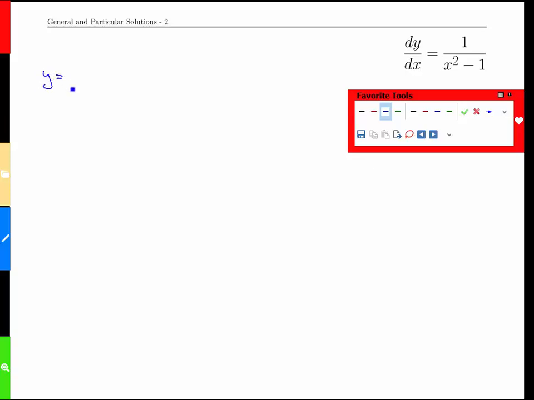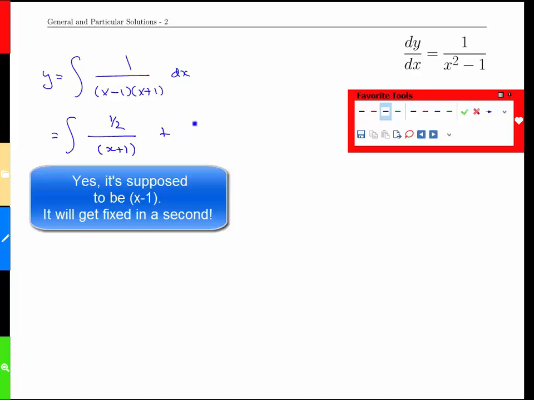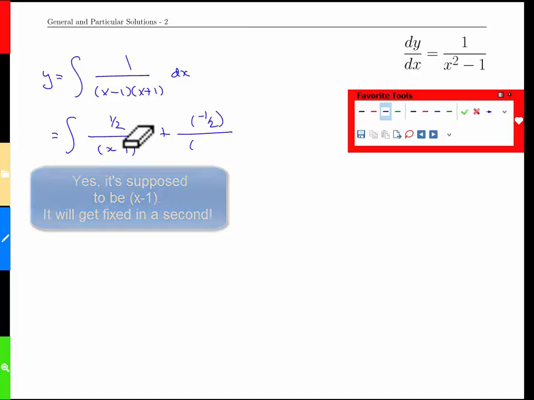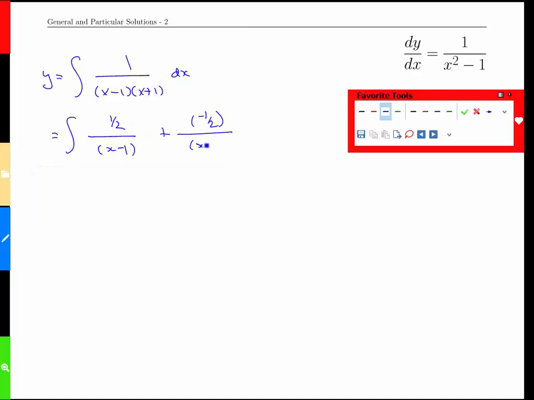So y is equal to the integral of 1 over (x minus 1)(x plus 1). And we just said we could decompose that into A, which is a half, over x minus 1, plus B, which was negative a half, over x plus 1, dx. Careful, those are backwards: x minus 1, and x plus 1. The partial fraction decomposition lets us break a product into two separate terms, and that makes it easier to integrate. So just a note of the term here.